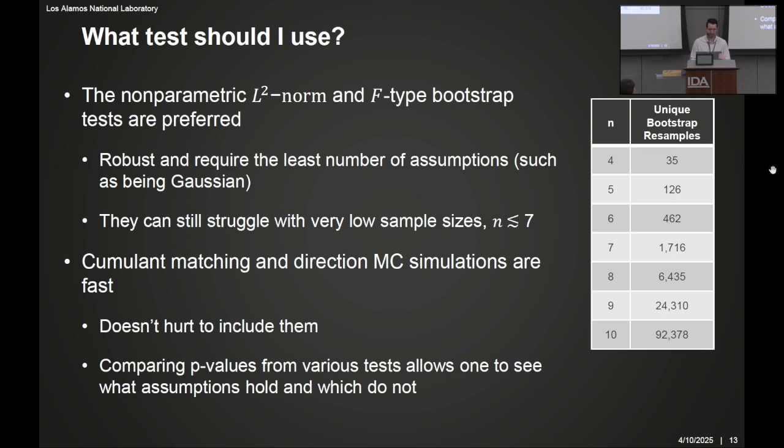The cumulative matching and direct MC simulation methods are fast. They're computed in less than a second, so it doesn't hurt to include them. And I mostly include them because it allows me to see what assumptions hold and which ones do not. So if I see that the naive method and the Monte Carlo ones have very similar p-values, that means that the naive approximation is pretty good for my null distribution.